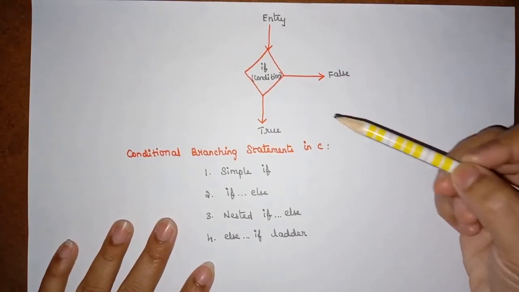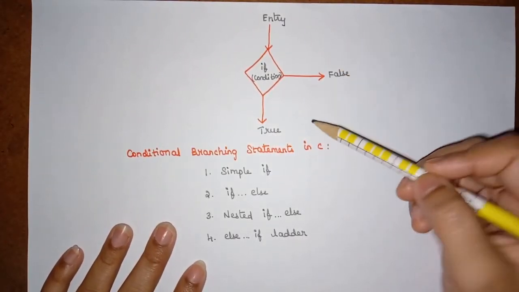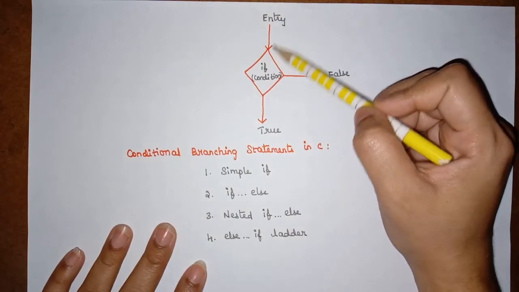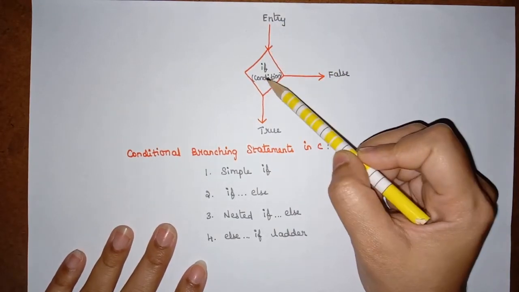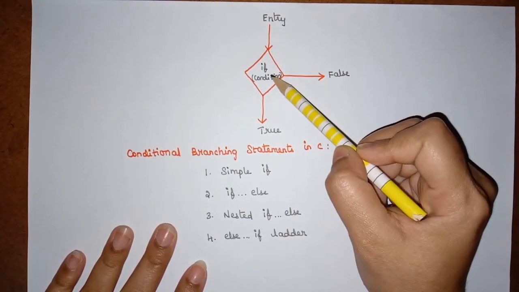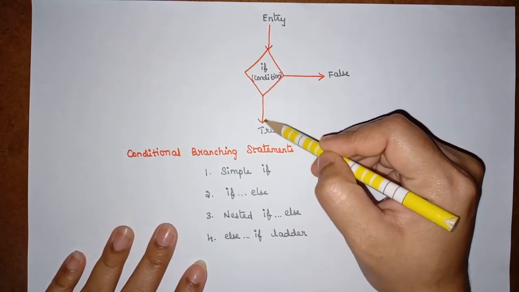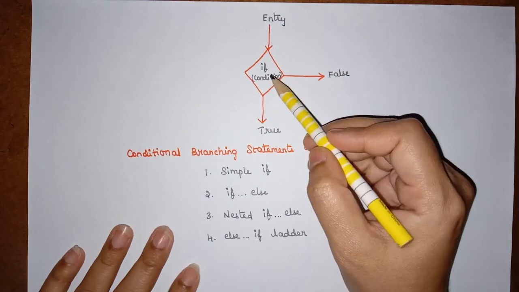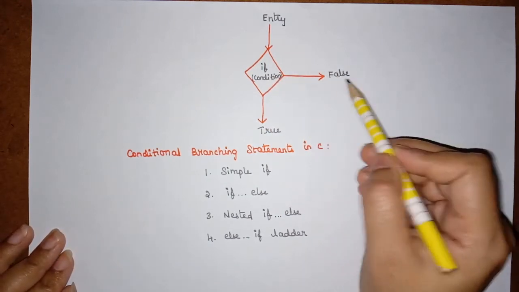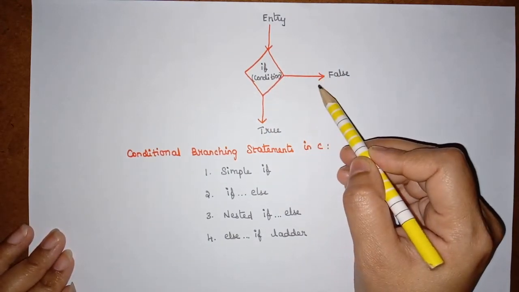This is the general flow chart which indicates the conditional branching. So here the entry happens and we are checking for the condition. If the condition is true, that is, the condition is satisfied, then it will execute this path. If the condition becomes false, then it executes this path.